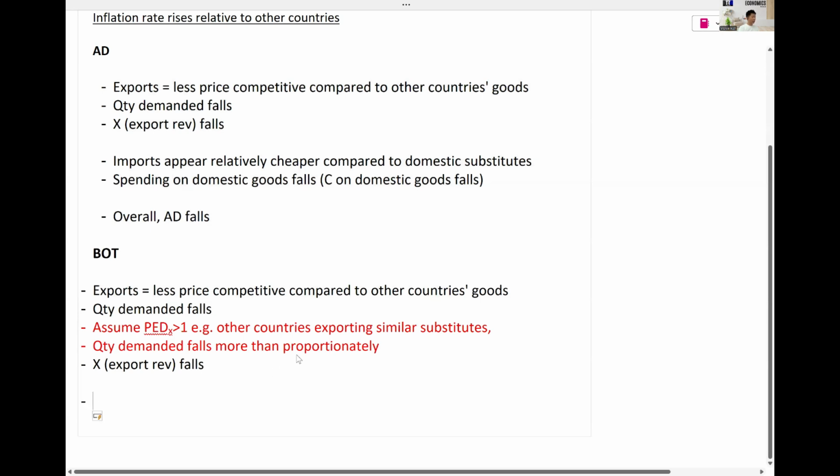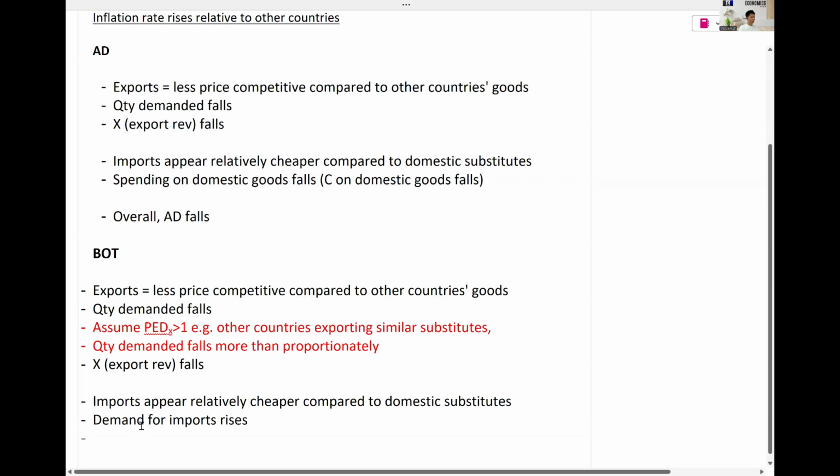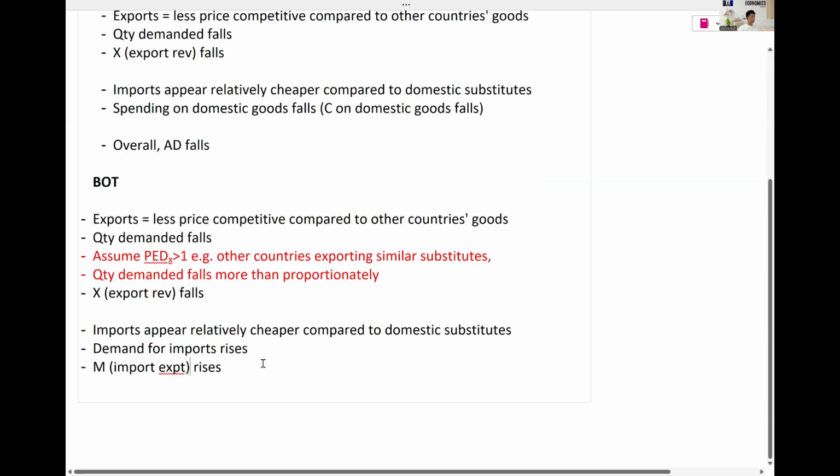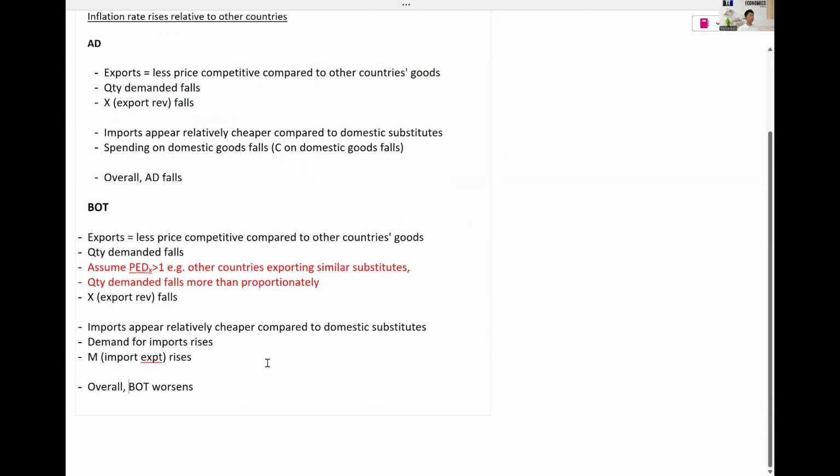Okay, the other side. When you talk about balance of trade, imports appear relatively cheaper compared to domestic substitutes. Demand for imports rises. Import expenditure rises. So, M. Overall, BOT worsens. Any questions?